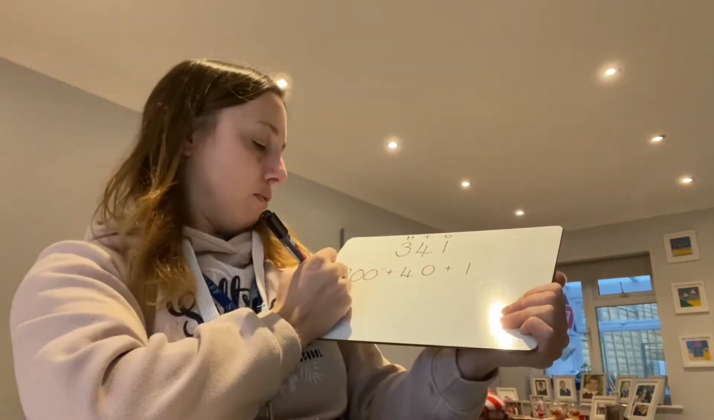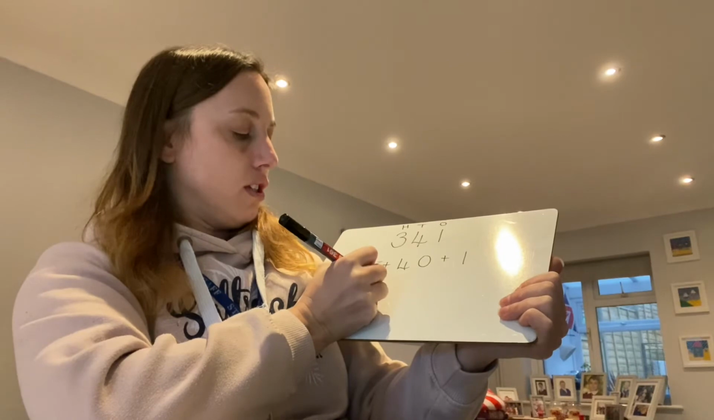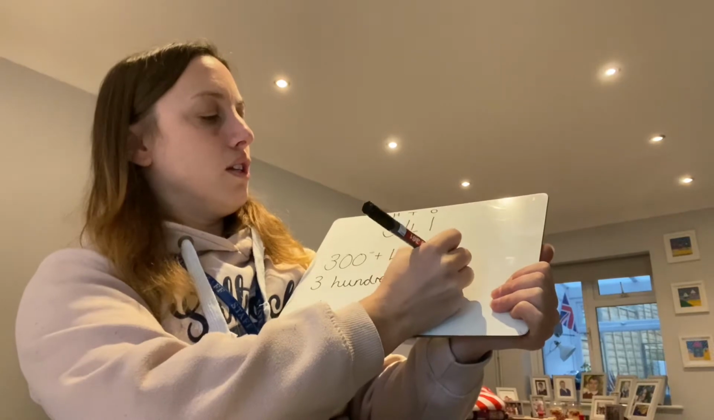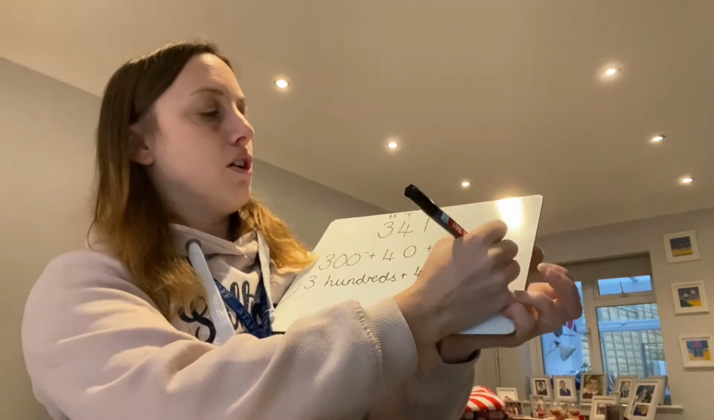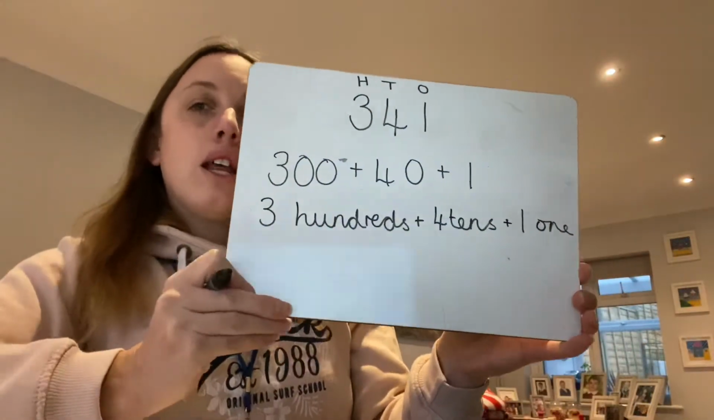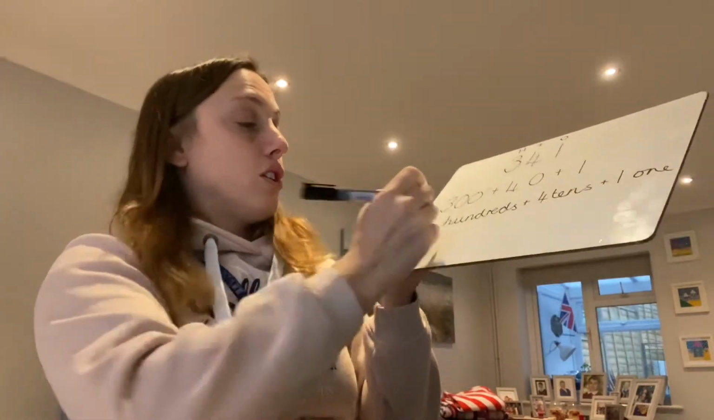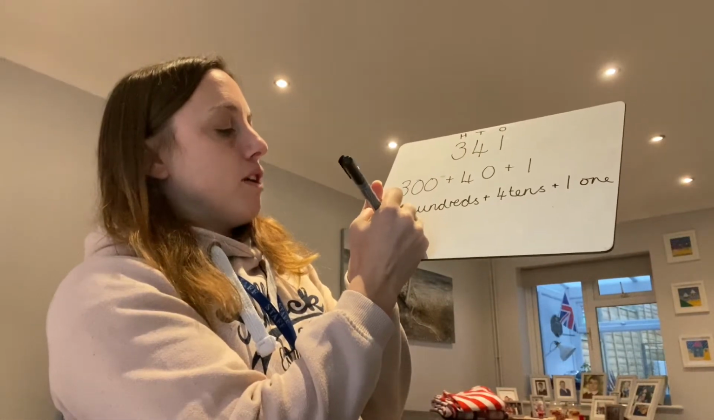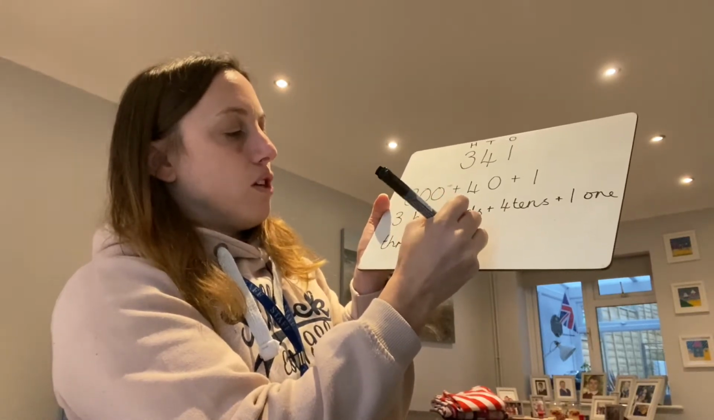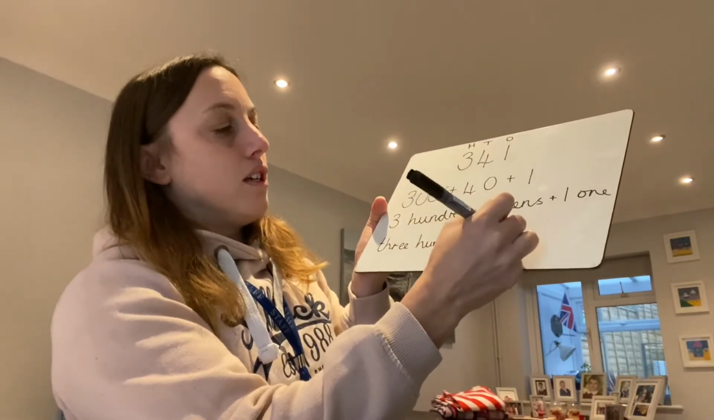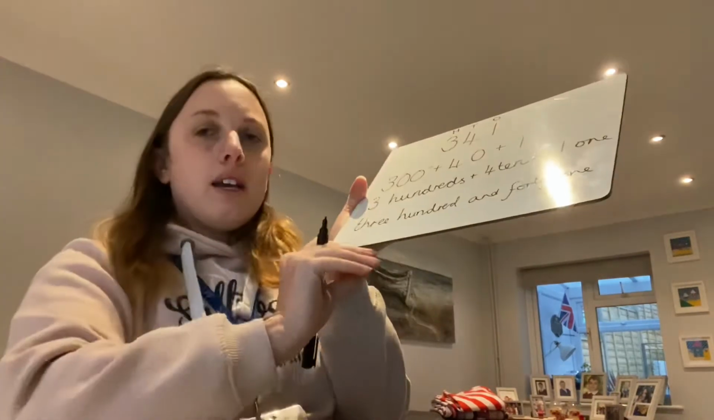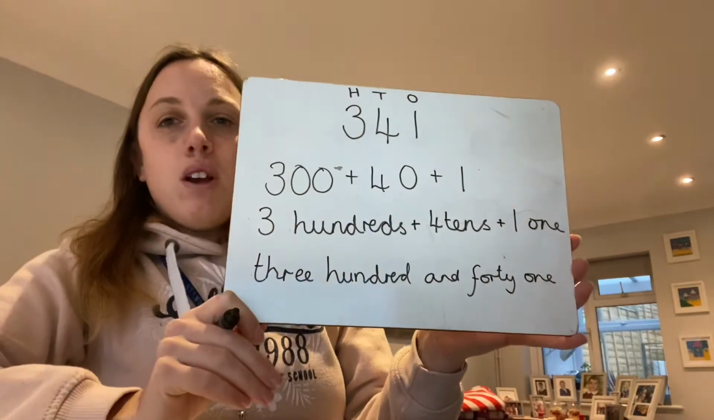Another way we could say is that we've got 3 hundreds plus 4 tens plus 1 one. And they are all equal to 341. Now another way we could write that is actually in words. So we need to write each part of the number in words. We've got 341. Okay, so that's another way that we can write that number.